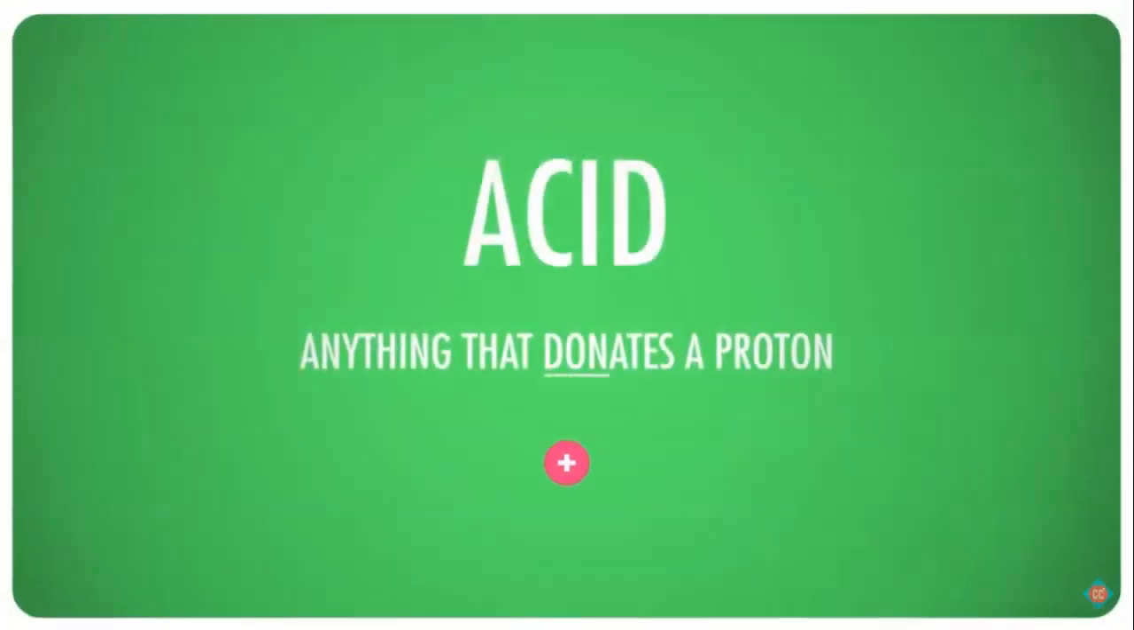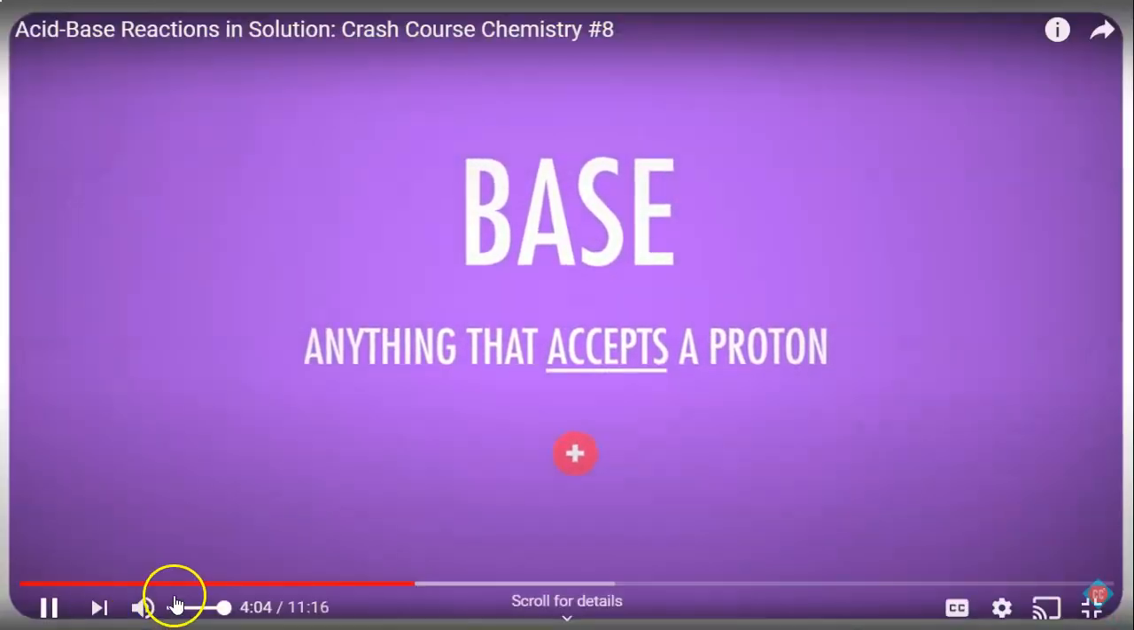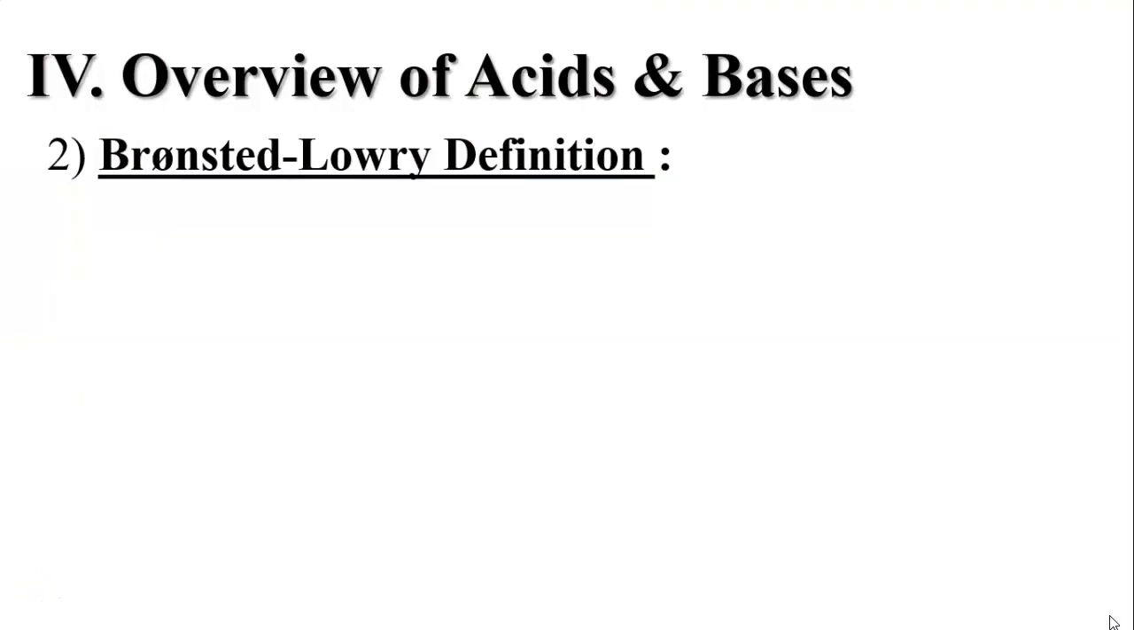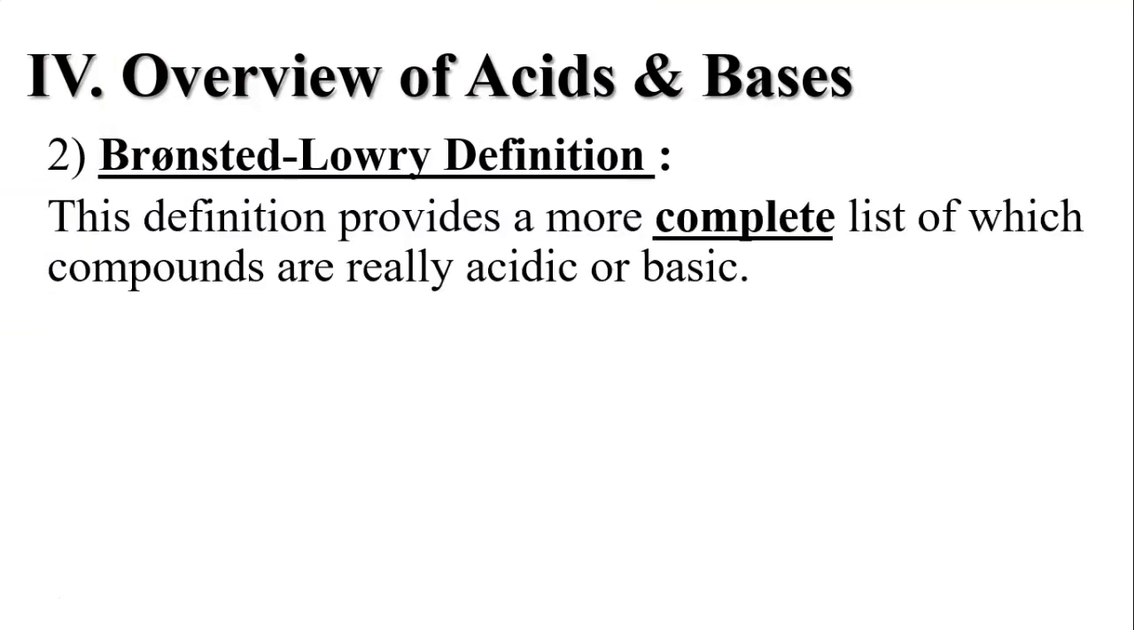Bronsted and Lowry defined an acid as being anything that donates a proton and a base as being anything that accepts a proton. And when we say proton, what we're talking about here is a hydrogen atom without its electron. So these two scientists, Bronsted and Lowry, were able to provide a more complete list of which compounds are really acidic or basic.